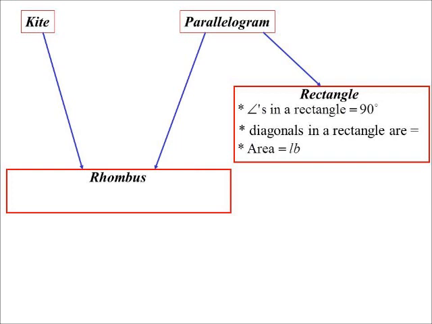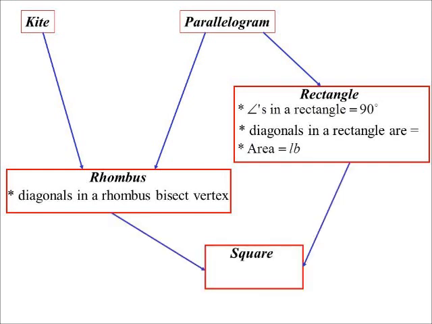A rhombus, which is both a parallelogram and a kite. So it has the features of both the parallelogram and the kite, but it has an added one, which is the diagonals bisect the vertex. And of course that then branches down to the square, which by itself doesn't really have any properties, it's just that it has all the properties of all the shapes. And if you wanted an area formula, amazingly, it's the side squared, hence the name of the shape, square.